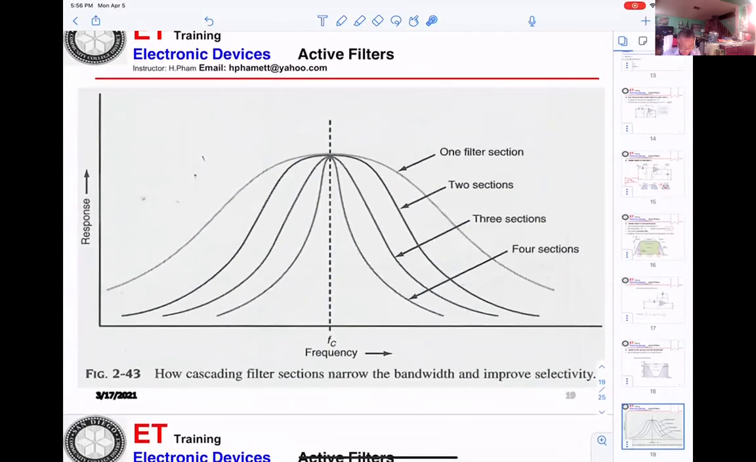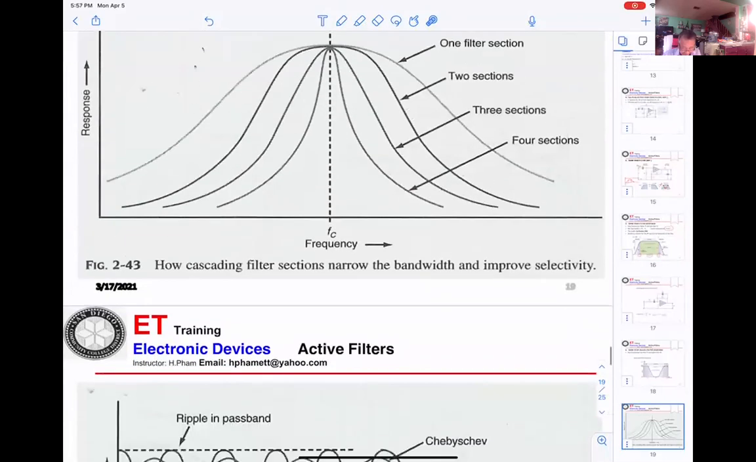Okay, so in this section they give you the difference between a one section, one pole, two pole, three pole, four pole. Basically the best one will be the four section here. The thing is, it will have a narrower band. Narrow band means you get less noise, okay?